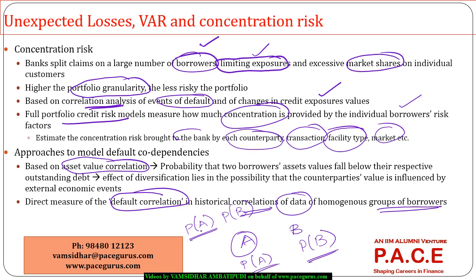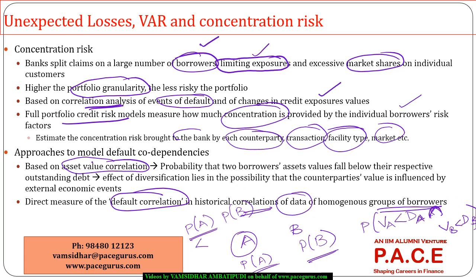Or what is the probability that the value of the assets of A is less than the debt of A, and, as an intersection, the value of assets of B is less than the debt of B? What is the probability of this situation occurring?